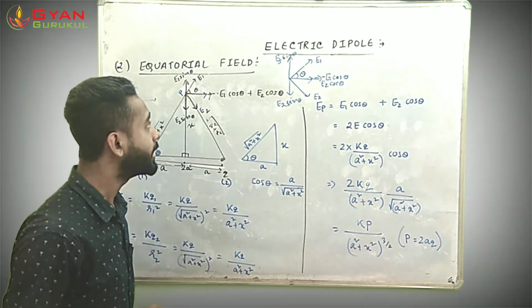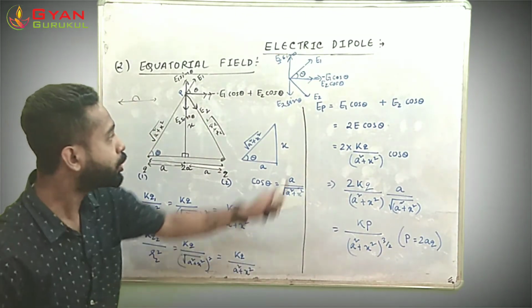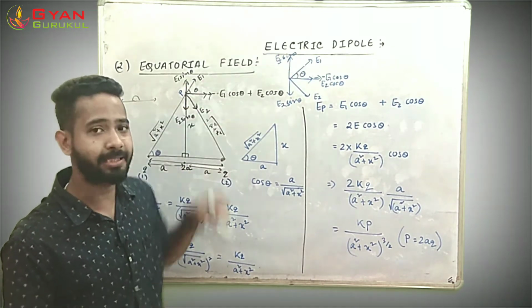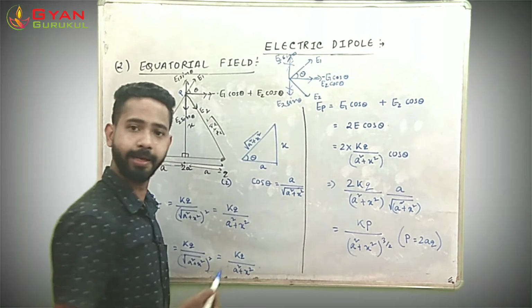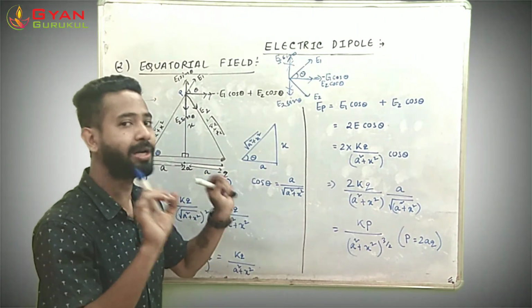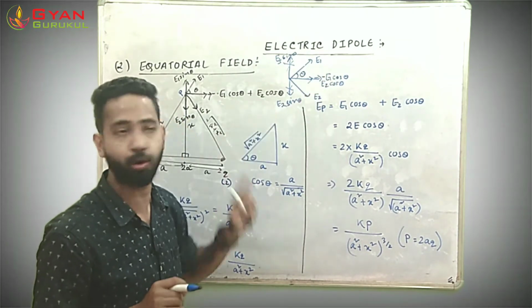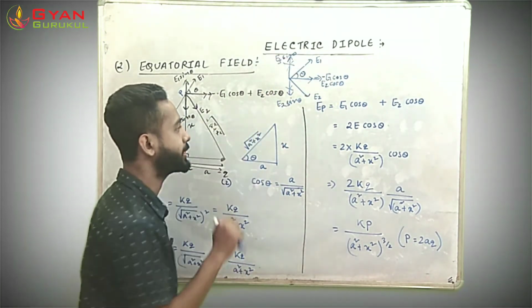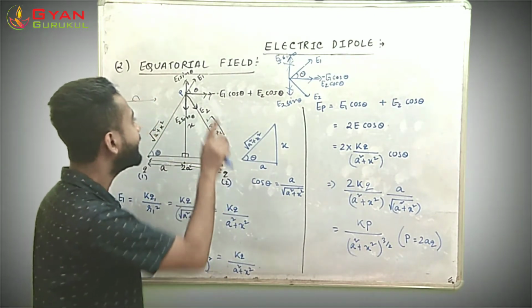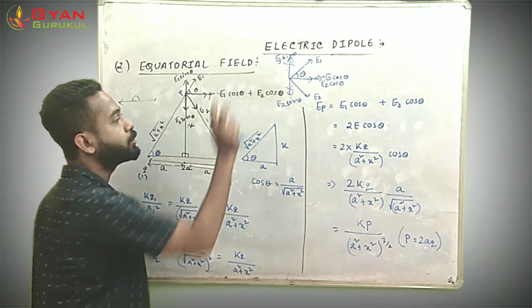Now you can see, since E1 and E2 are the same in magnitude, E1 sin theta and E2 sin theta, being exactly opposite in direction, would cancel each other out, right? So the only surviving fields are E1 cos theta and E2 cos theta, and both of them are in the same direction, that is the right-hand direction. So to get the net field at this point P, all we need to do is add up E1 cos theta and E2 cos theta.